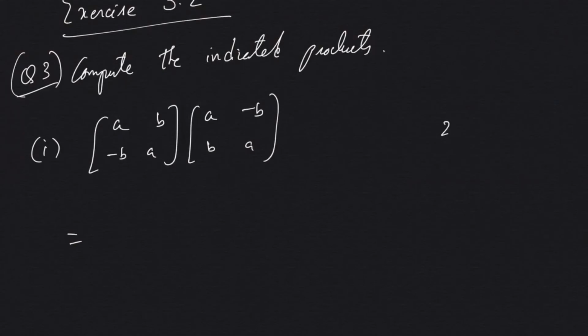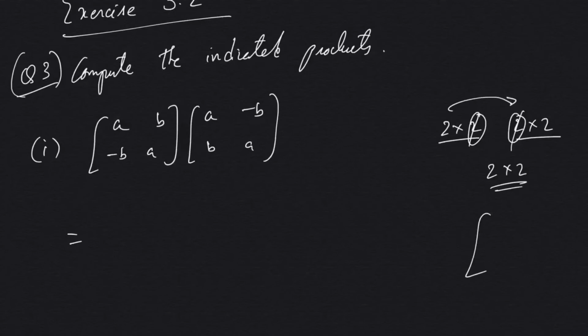So here the matrices are of order, first one is 2 by 2, second is also 2 by 2. So now we have to go in this direction, multiplication. So then in that case, number of columns of the first matrix equals number of rows of the second matrix. So our resultant will be a matrix of order 2 by 2. So let's draw the sketch.